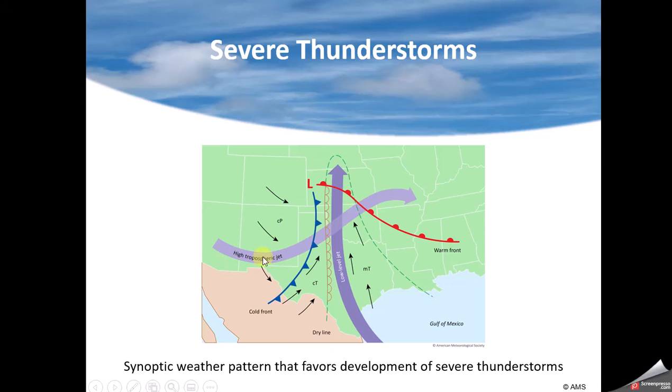Here you have a jet stream. Look how it crosses that. There is tremendous wind shear right there. And that is the area with that wind shear that's going to cause rotation and going to cause severe weather, potentially tornadoes.